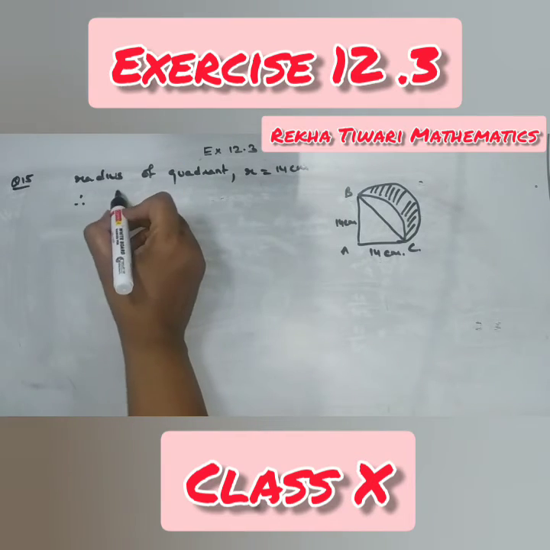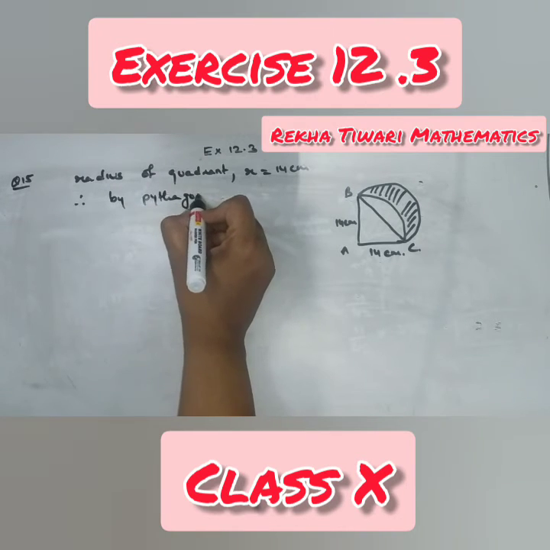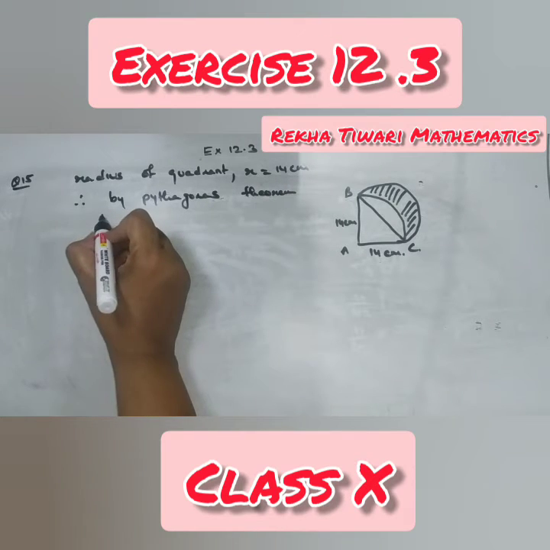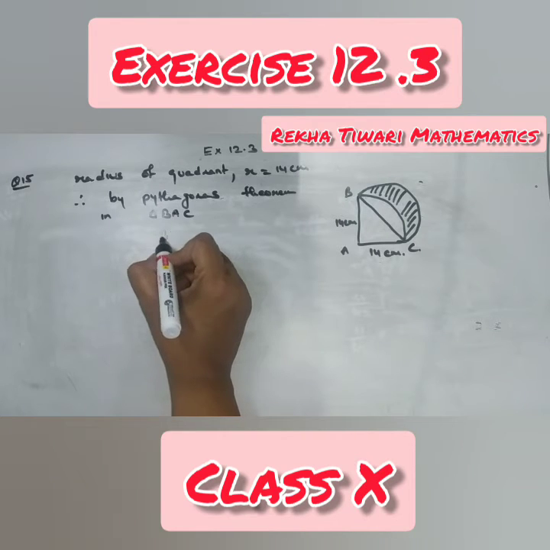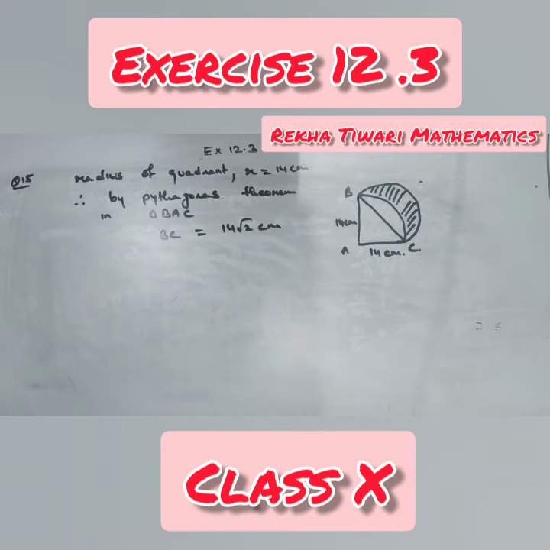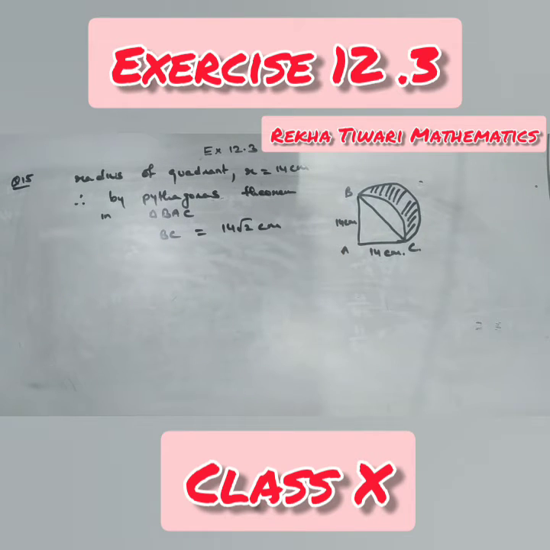Therefore, by Pythagoras theorem, in triangle BAC, what do you get for BC? BC comes out to be 14 root 2 centimeter. Use Pythagoras theorem. BC square is A square plus B square. 14 square plus 14 square gives you 14 root 2 centimeter.